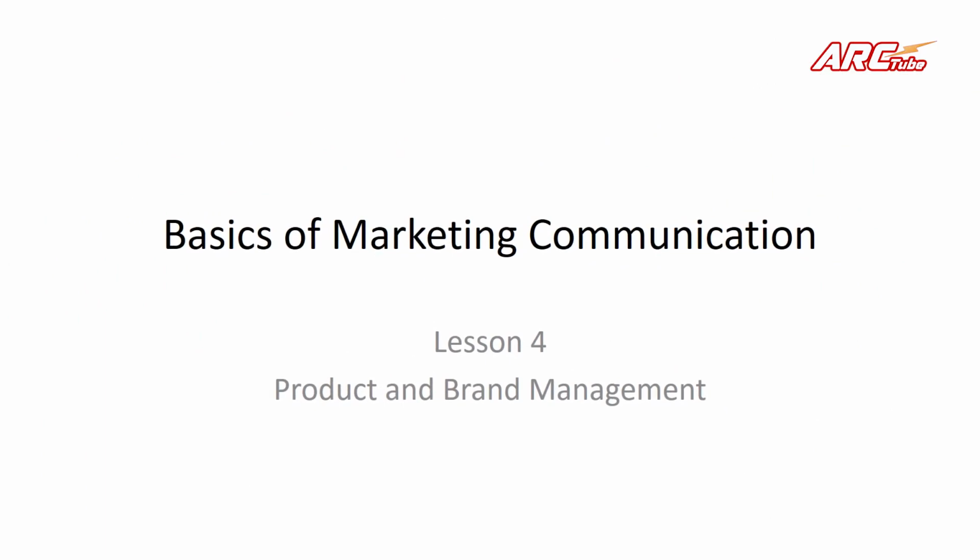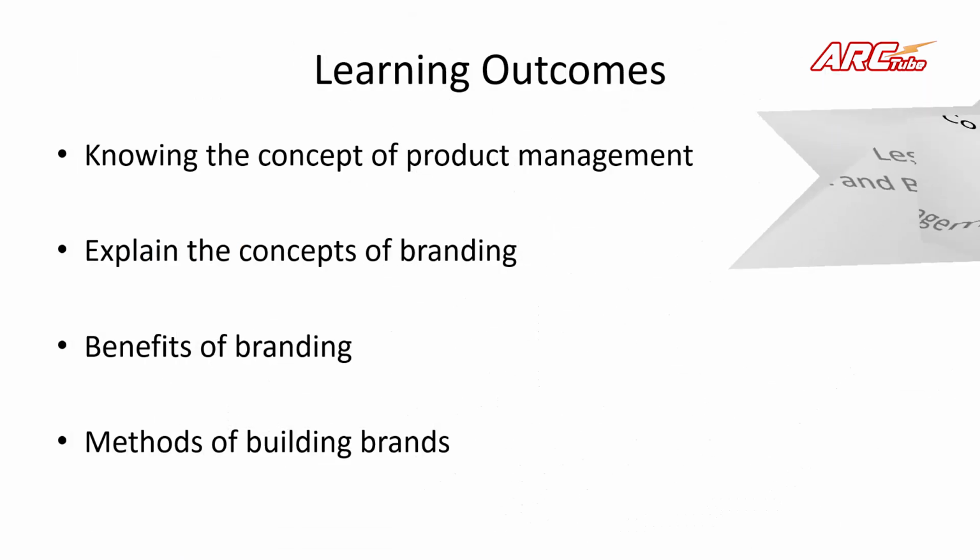We are starting lesson 4 right now. It's about product and brand management. Let's move straight into the learning. Major learning outcomes in this chapter: the first is knowing the concepts of product management. The second is to explain the concepts of branding. The third is the benefits of branding. The last is the methods of building brands. So these are the four learning outcomes under lesson 4.